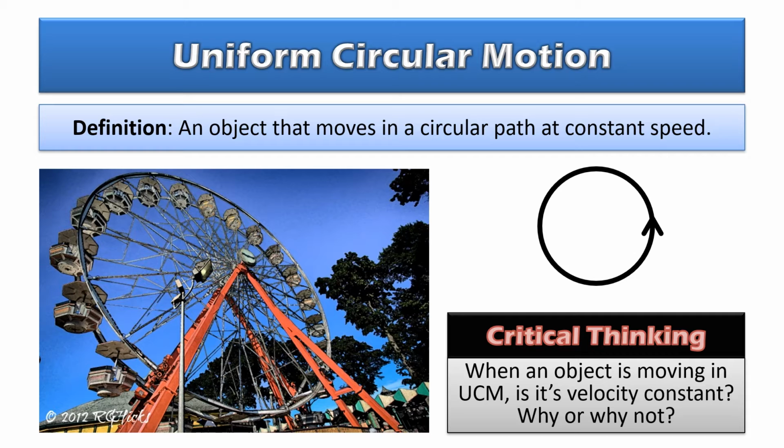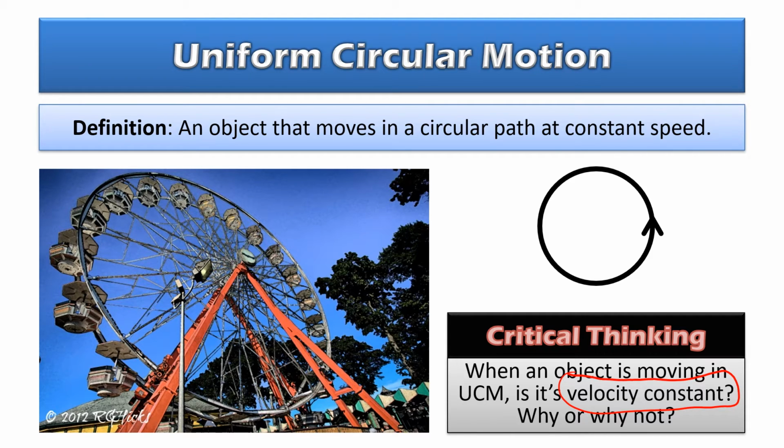Critical thinking. So when an object is moving in uniform circular motion, or UCM for the fancy people, is its velocity constant? Why or why not? Think about it. Pause the video, think about it. Is the velocity constant? Well, it says it has to be a constant speed. For uniform circular motion, the speed has to be constant. But since the velocity changes its direction as you move around the circle, that means the velocity is not constant.